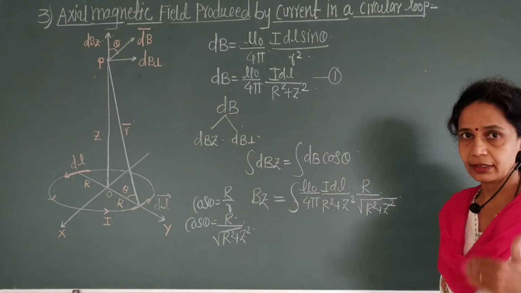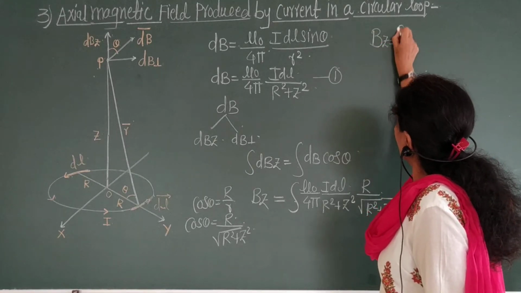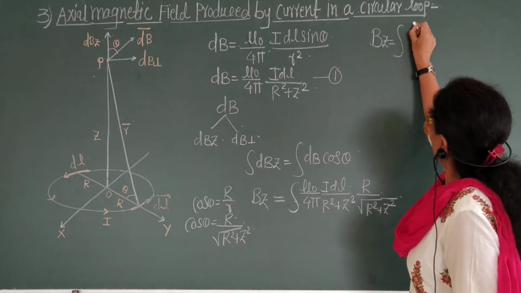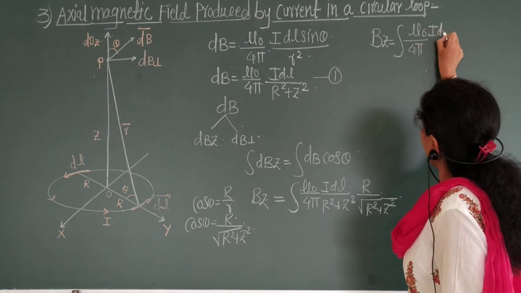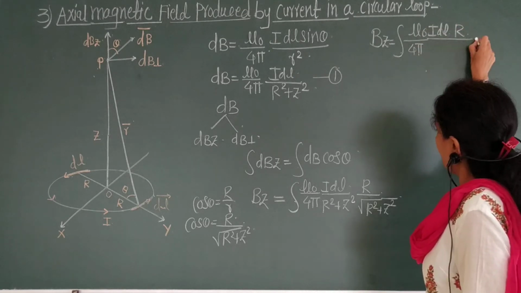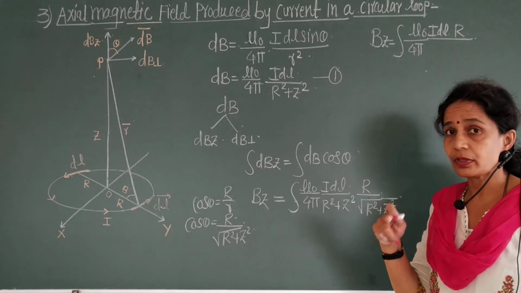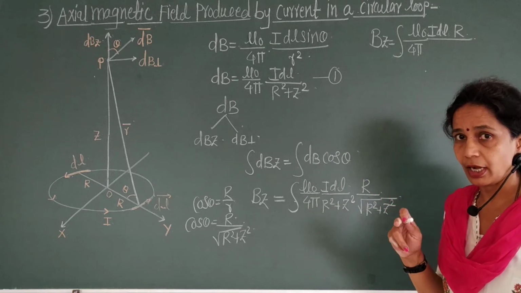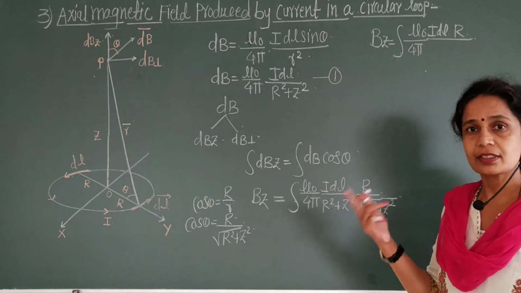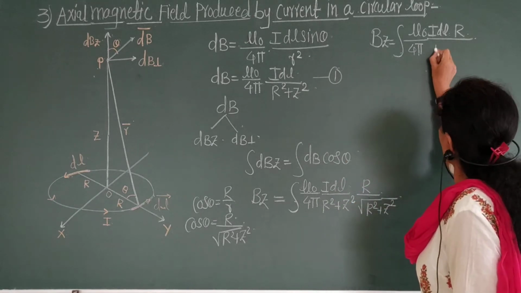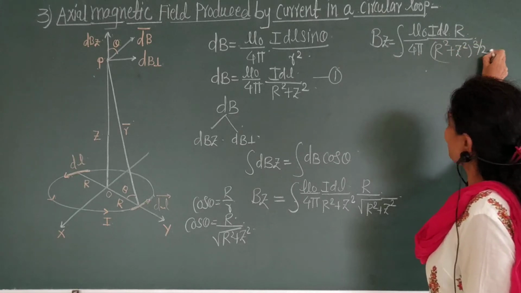Simple steps, did everyone understand? Okay, now Bz is equal to the integration of mu 0 upon 4 pi, I dl R upon R square plus z square, and under root of R square plus z square means its power is 1/2. This is 1/2 and this is 1. Therefore it becomes 1/2 plus 1 is 3/2. Therefore R square plus z square raised to 3/2.